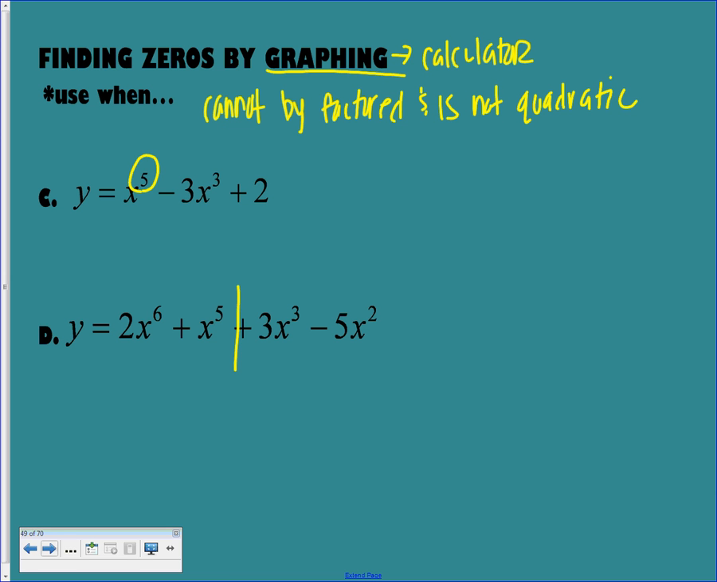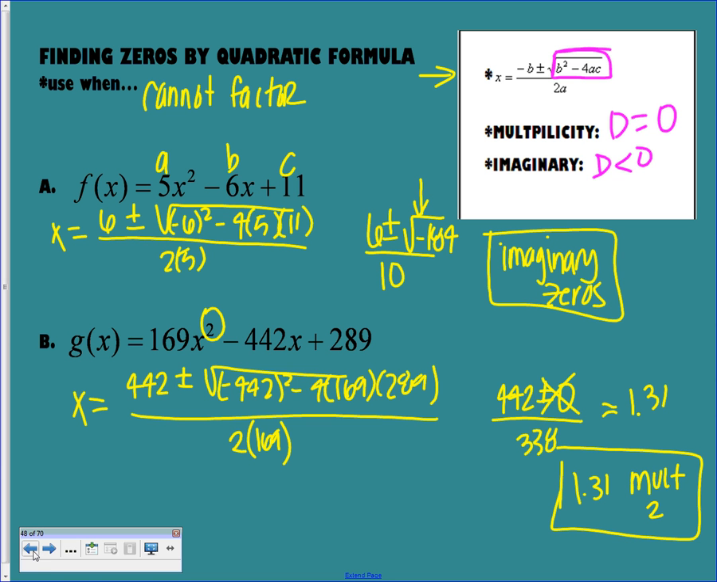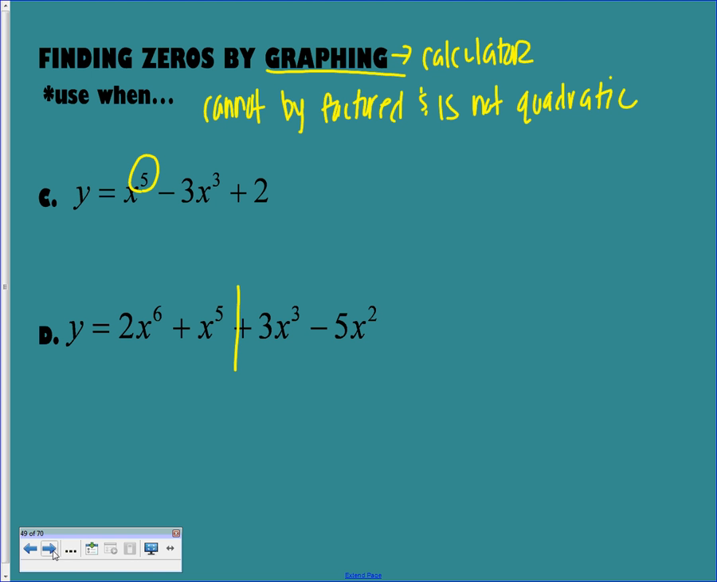The first cases that we looked at today couldn't be factored, but they were both quadratic. These can't be factored, and they're not quadratic, so we can't use the quadratic formula. Basically, they look like high-degree polynomials that are really long, so you can't factor them. It's hard for me to show you this, so tomorrow I'll show you how to do it on the calculator, so you must bring your graphing calculator.